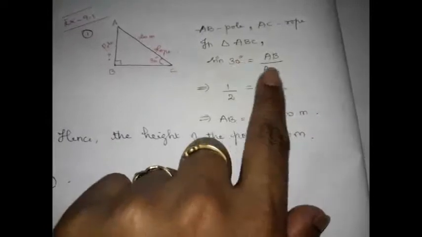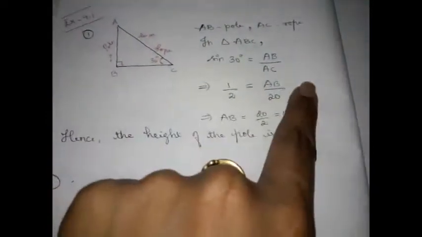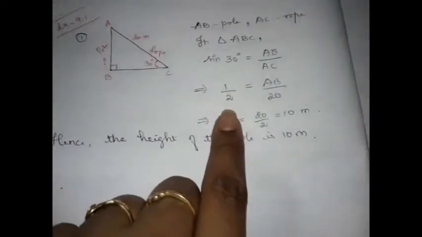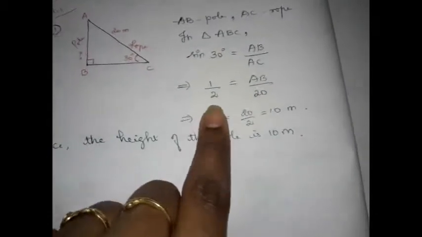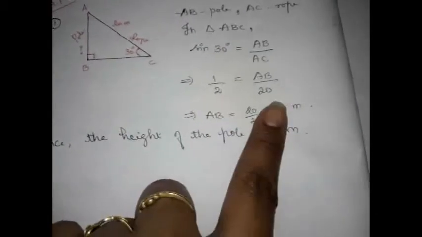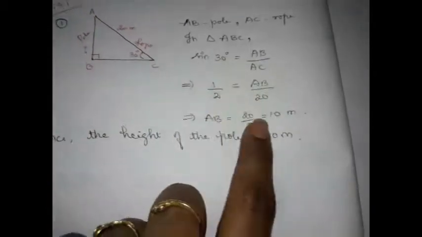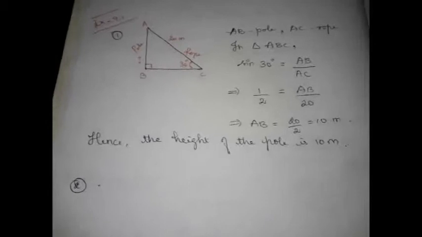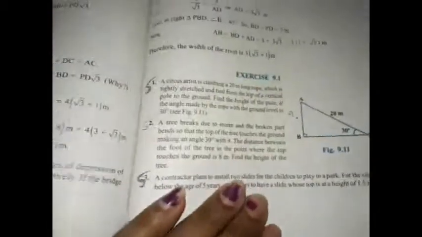Now sine 30 is going to be AB divided by AC. Sine 30 we know is half. It's a standard angle. So sine 30 is 1 by 2, which is equal to AB divided by the AC value we know, which is 20 given in the question. So AB, if you cross multiply, we will come to know the measure of AB, and hence the height of the pole is going to be 10 meter. Alright, hope you understood. Let us move on to our next question.